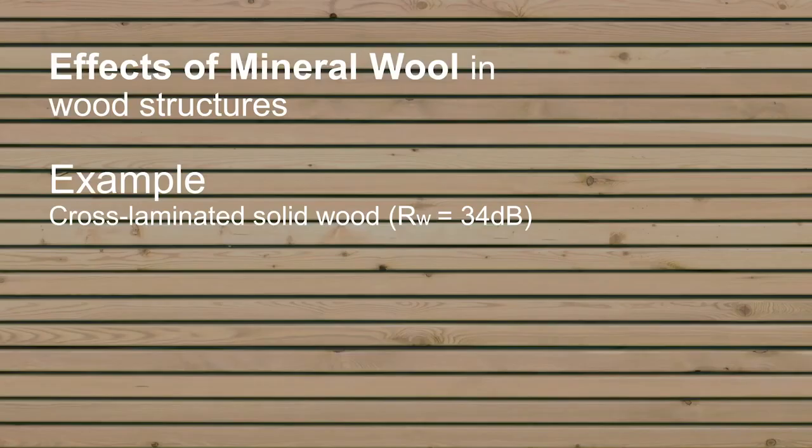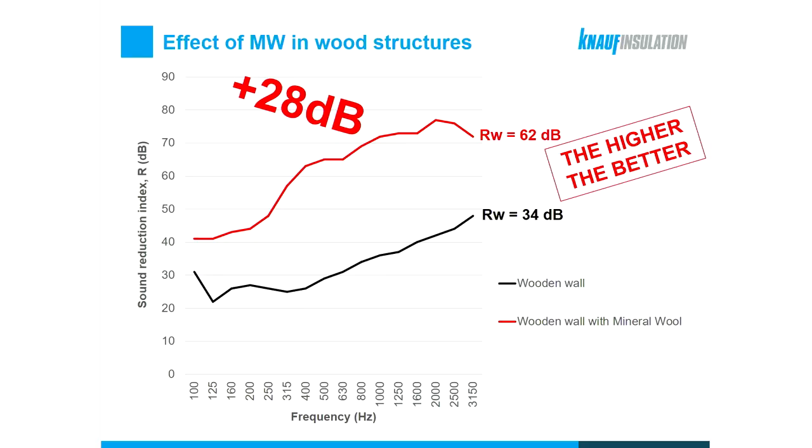Here is another example of the effects of mineral wool in facades. And this time we can illustrate it on a wooden structure, which is becoming very attractive these days because of its appearance, the green building story, and the energy efficiency. In this case, our basic wall is a cross-laminated solid wood structure with an RW value of 34 decibels.